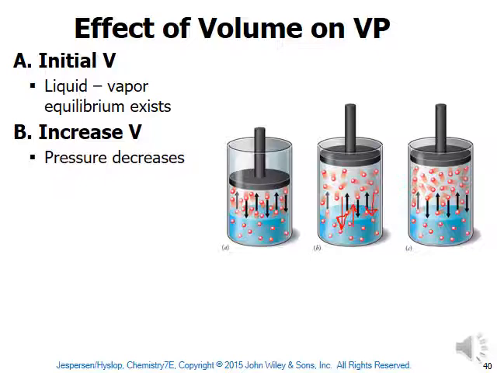Now, if you remove that vapor pressure and make it less, increasing the volume is one way to do it. If you increase the volume, you decrease the pressure, kind of like Boyle's law. These particles will be more inclined to evaporate, and therefore you'll get more particles evaporating, and eventually a higher vapor pressure inside your system.